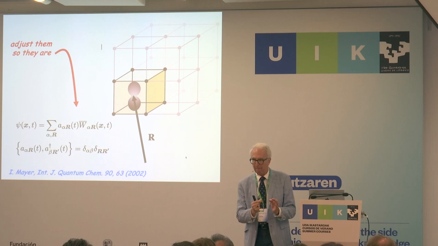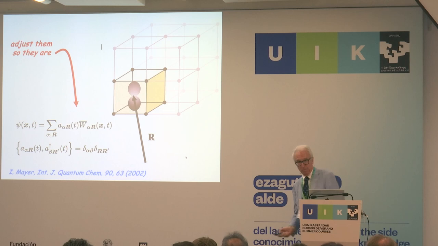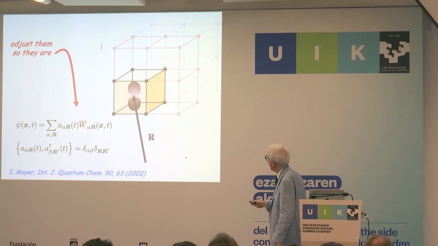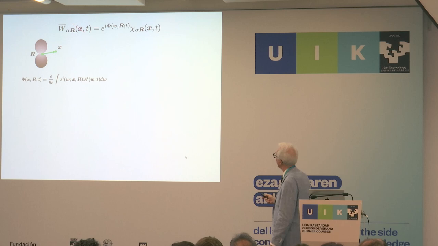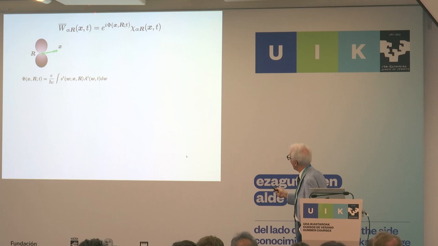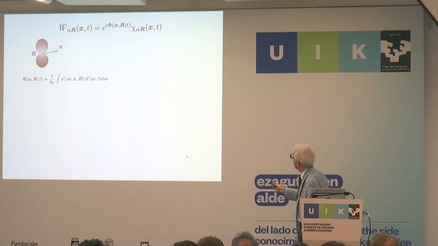Okay. That's what we're going to do. Our field operator, wave function, we're going to expand in terms of these adjusted Wannier functions. What do these adjusted Wannier functions look like? Well, you can write them as an exponential of a generalized Peierls phase, that's this quantity down here, times a set of functions chi.